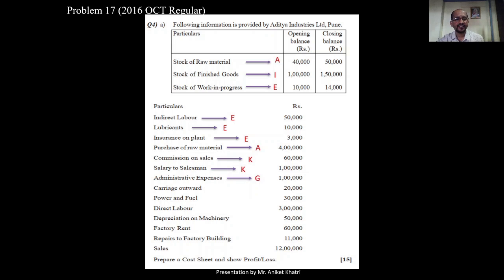Administrative expenditure, G. Carriage outward, K. Power and fuel, E. Direct labor, B. Depreciation on machinery, E. Factory rent, E. Repairs to the factory building, again E. And sales 12 lakhs. So now we need to prepare the cost sheet.